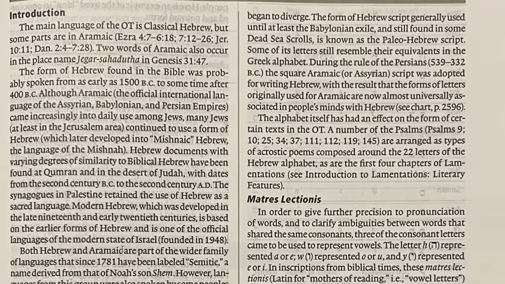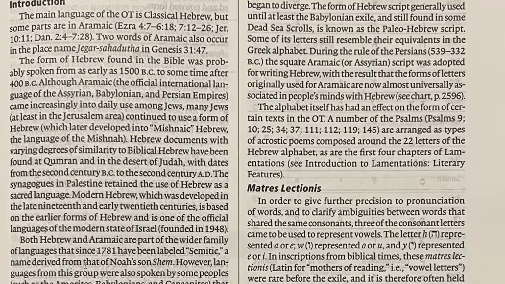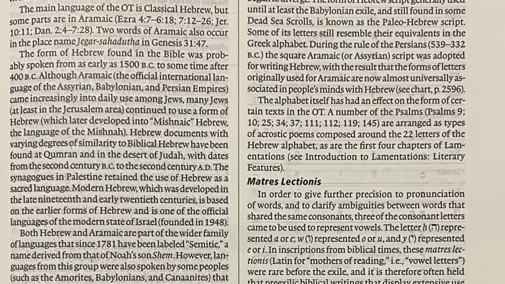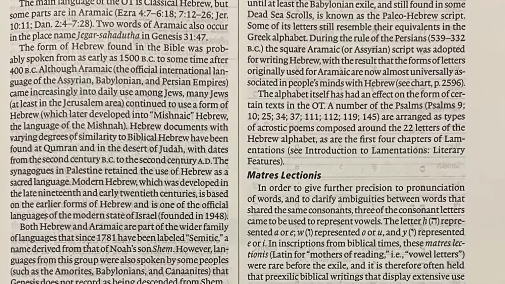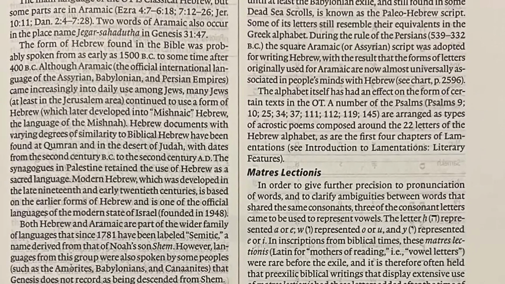Both Hebrew and Aramaic are part of the wider family of languages that since 1781 have been labeled Semitic, a name derived from that of Noah's son Shem. However, languages from this group were also spoken by some peoples, such as the Amorites, Babylonians, and Canaanites, that Genesis does not record as being descended from Shem.